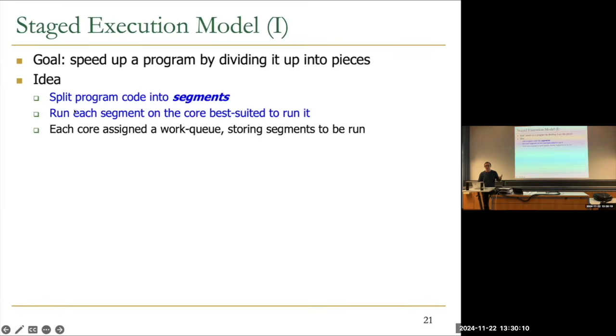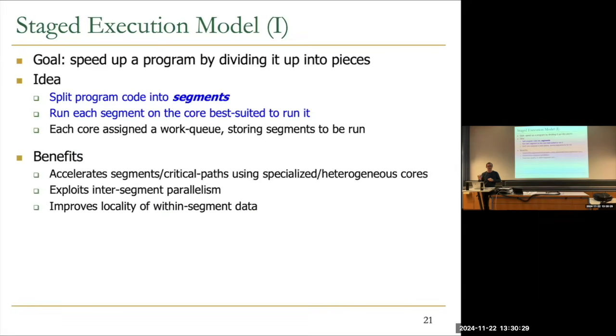And your goal is to run each segment on the core best suited to run it, right? And we've kind of done that in earlier works. And one way of doing this is actually to have each core be assigned a work queue, storing segments to be run. This doesn't have to be the case, but we're going to kind of assume that. You don't have to assume that in the end. The benefits you get, as we have seen in earlier works, is you can accelerate segments or critical paths using specialized or heterogeneous units. That's what we've seen in the last lecture.